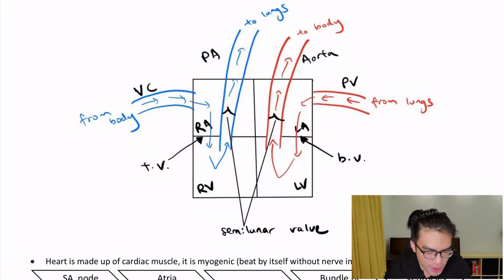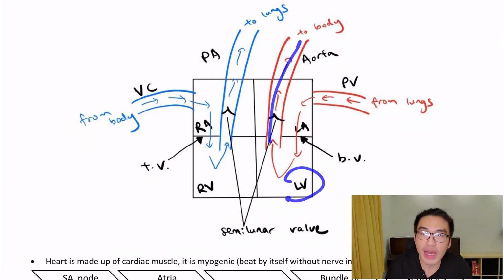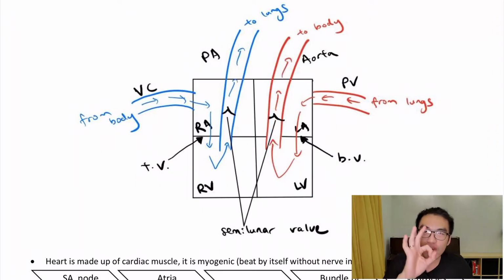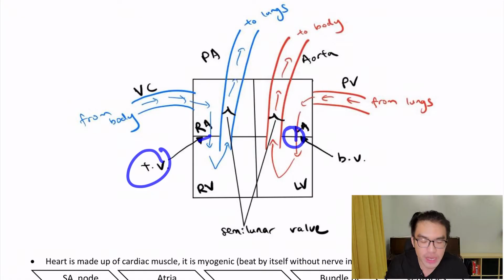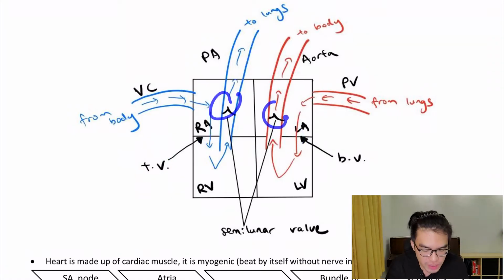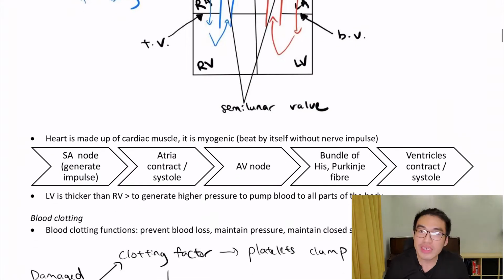And then you have pulmonary vein coming back. And then you have aorta carrying out from the left ventricle. And then you have 3 types of valves here. You have tricuspid valve over here, bicuspid valve over here, and then you have semilunar valve over here. So next, let's look at the pulse.